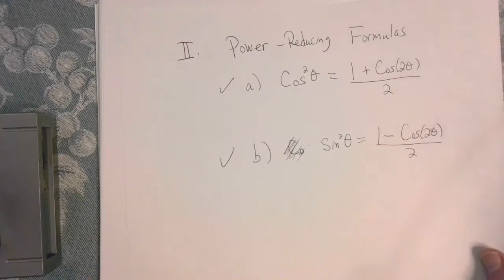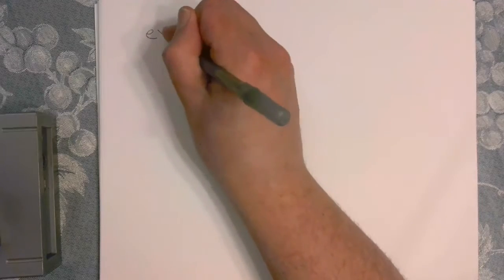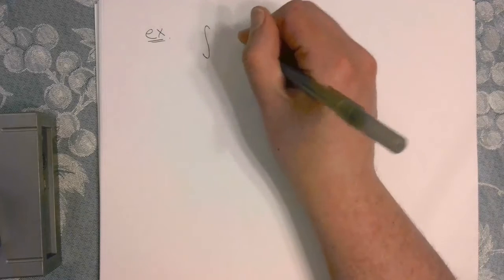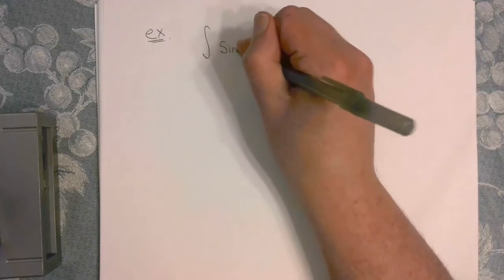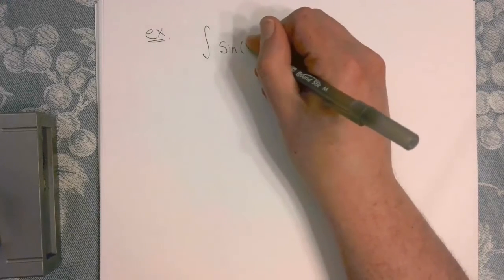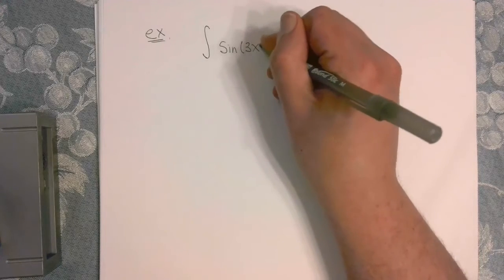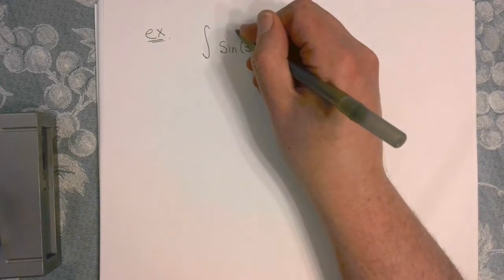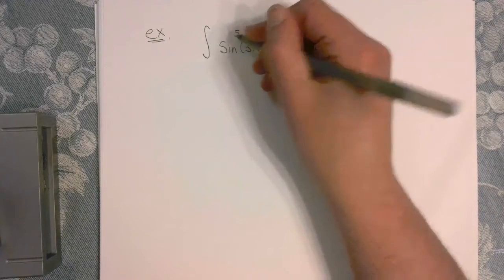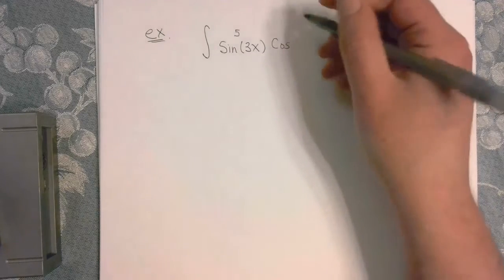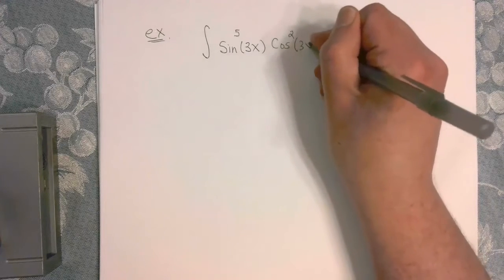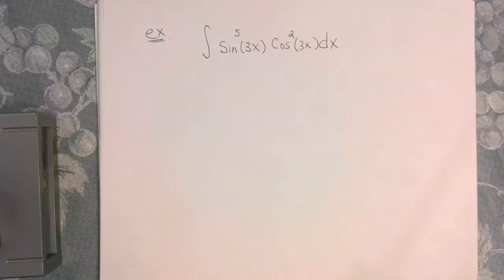Okay, so let's dig in. Let's try some examples. Okay, let's start off simply, then we'll build up a little bit. So let's say we have the following. We want the integral of, let's try maybe sine of 3x. Let's do sine, how about to the 5th? And then cosine, how about squared of 3x dx?